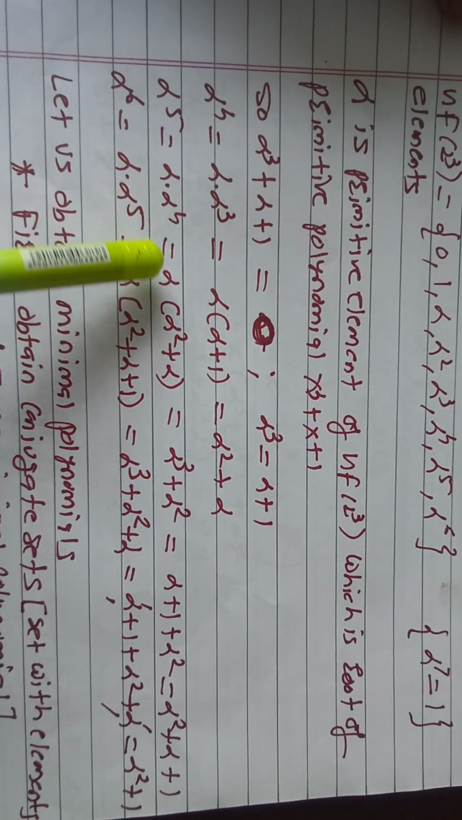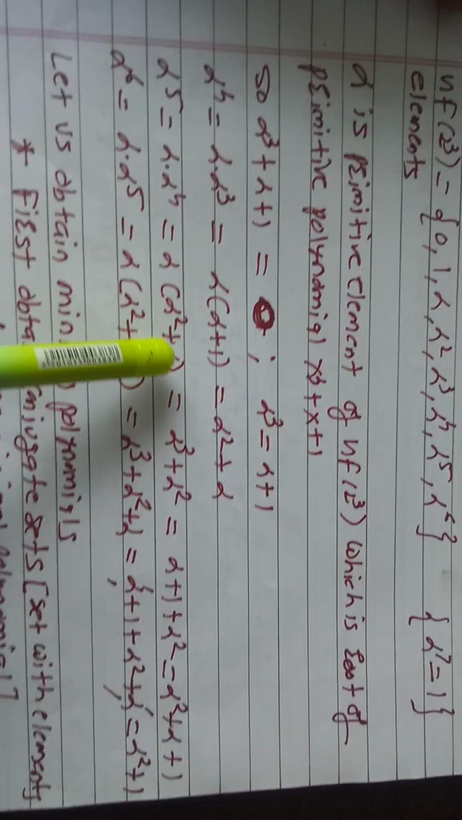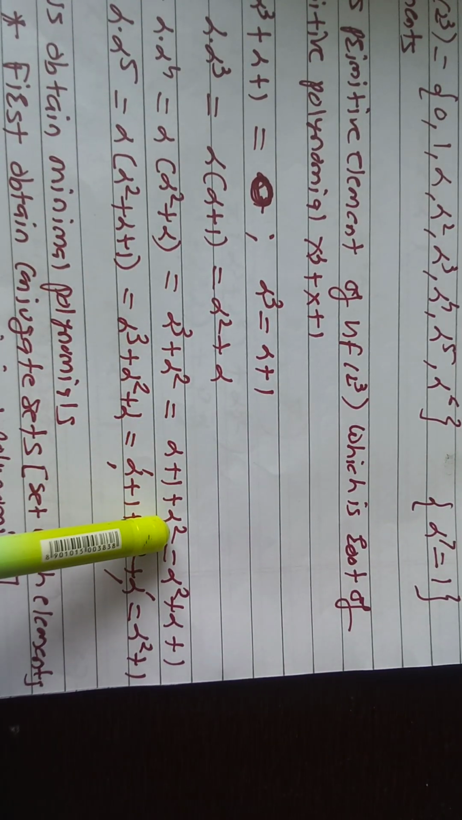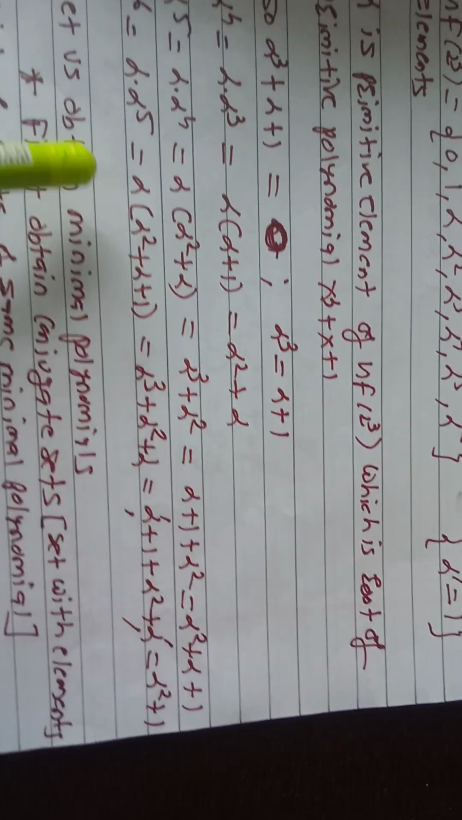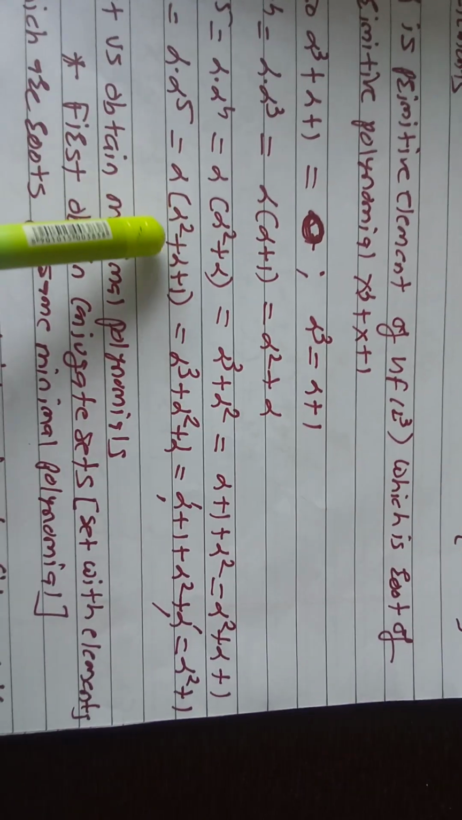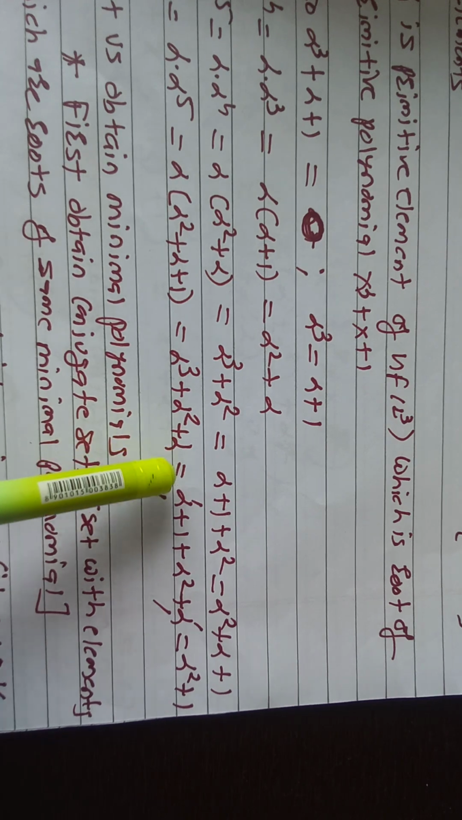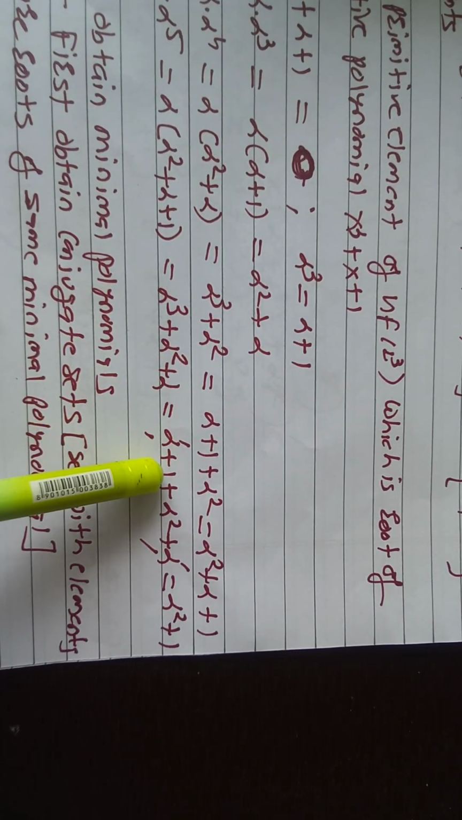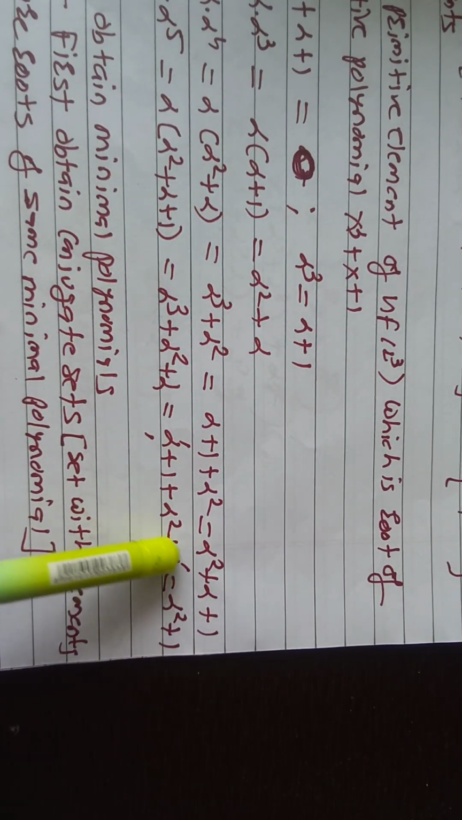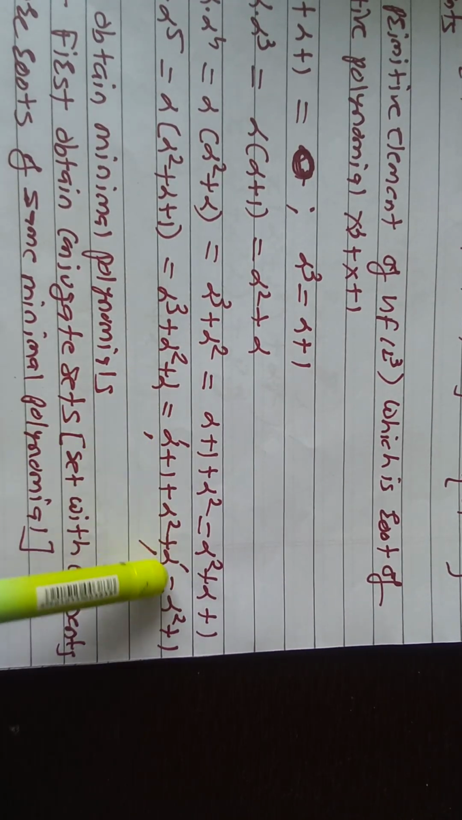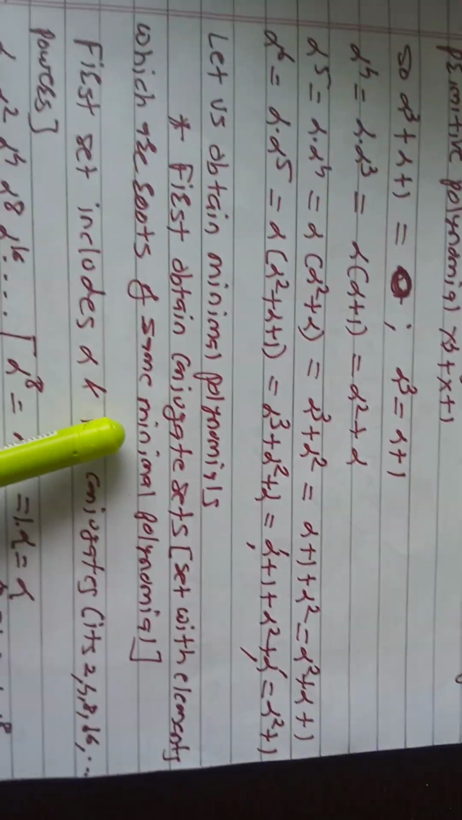Alpha 5 is alpha into alpha 4, that is alpha square plus alpha, that is alpha cube plus alpha square. Alpha cube is alpha plus 1, so alpha square plus alpha plus 1. Alpha 6 is alpha into alpha 5, so alpha square plus alpha plus 1, that is alpha cube plus alpha square plus alpha. So alpha cube is alpha plus 1, alpha square plus alpha. So alpha gets cancelled out because similar terms, 1 plus 1. So alpha gets cancelled out, so alpha square plus 1.